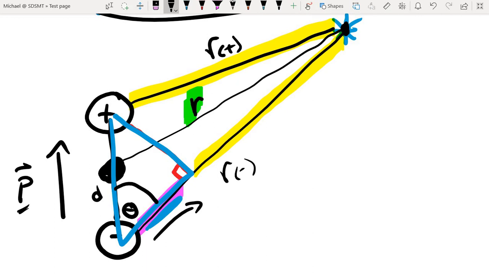We can actually solve for the length of this side of the triangle. That is the side that is adjacent to the angle. And so this side length here is d cosine theta. Now, why is that length important?